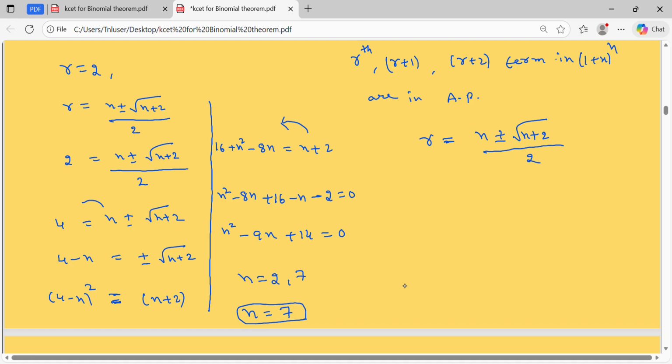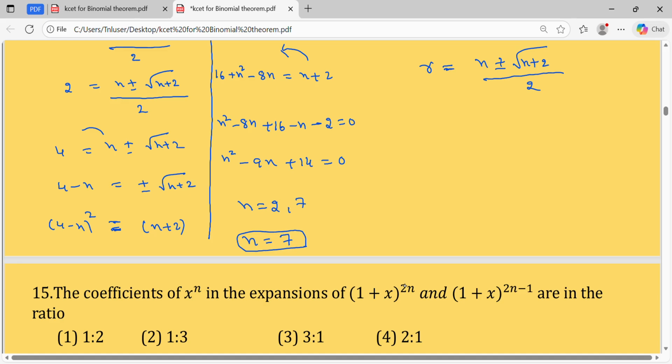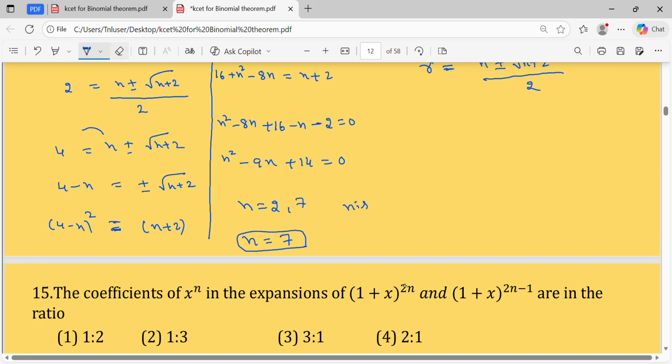So n value is 2 or 7, but don't take 2. If you take 2, the fourth term does not exist in (a plus b) whole power 2. It has only 3 terms. Fourth term is not possible. That's why n equal to 7. n equal to 2 is not possible.